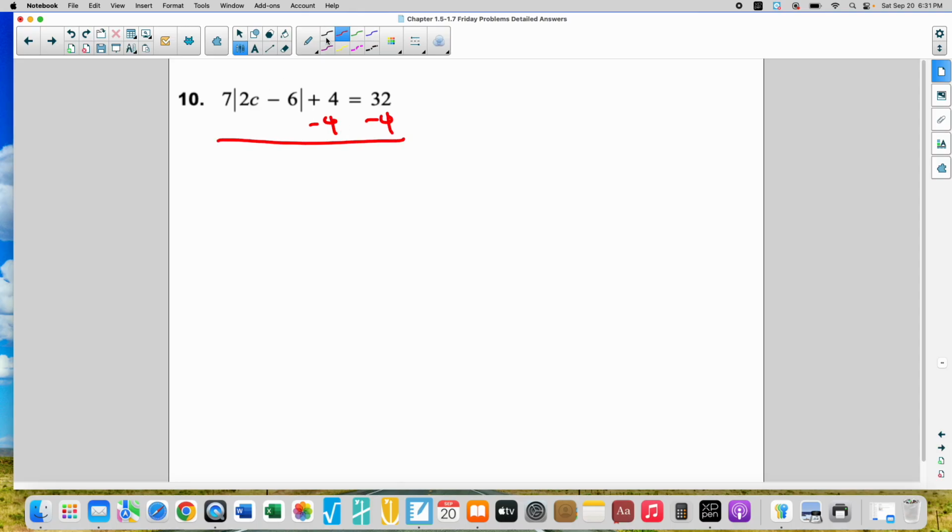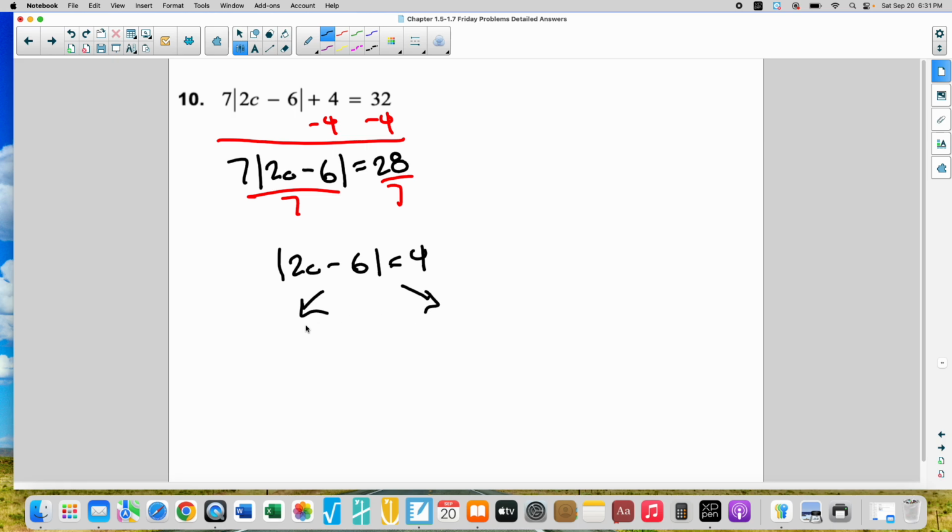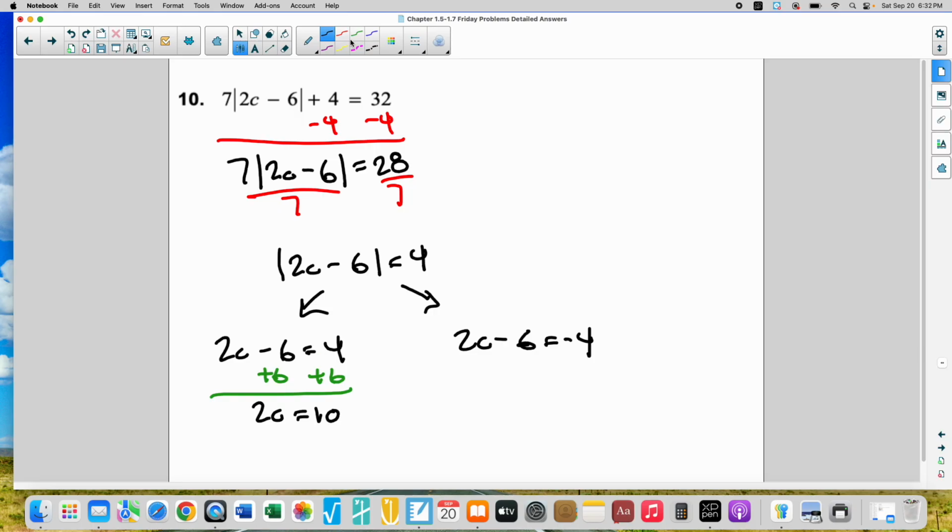Minus 4, 7 times the absolute value of 2c minus 6 equals, what's that, 28. Divide by 7. Absolute value of 2c minus 6 equals 4. Let's write those two statements. 2c minus 6 equals 4. 2c minus 6 equals negative 4. Let's add 6. 2c equals 10. Divide by 2. Divide by 2.